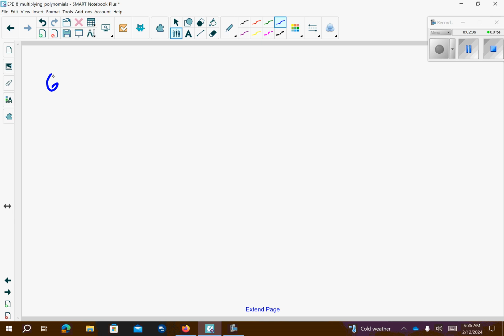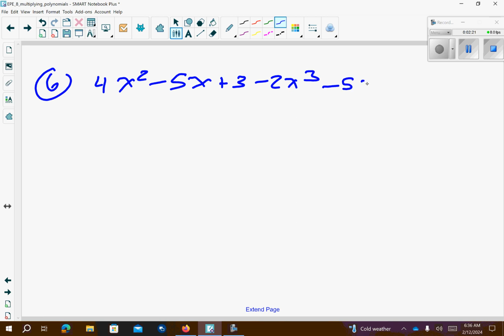Do the same thing on number 6. I can drop the first set of parentheses, no problem. But then let's distribute the negative over the parentheses. So it was a positive 2x to the third, now it's a negative 2x to the third. It was a positive 5x squared, it's now a negative 5x squared. It was a negative 5x, now it's a positive 5x. It was a positive 3, it's now a negative 3.